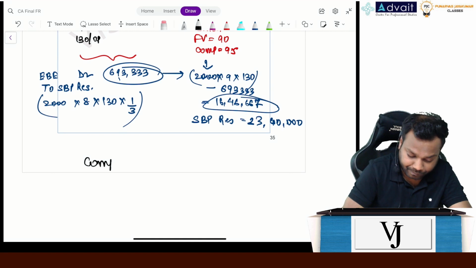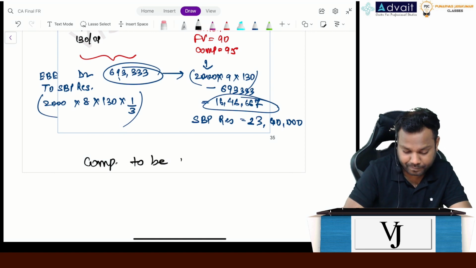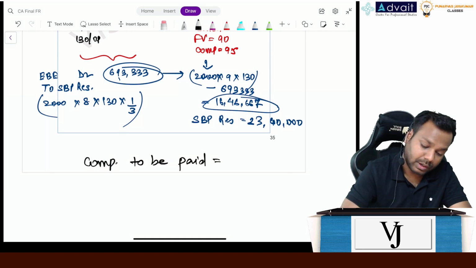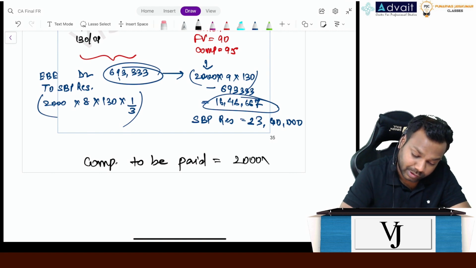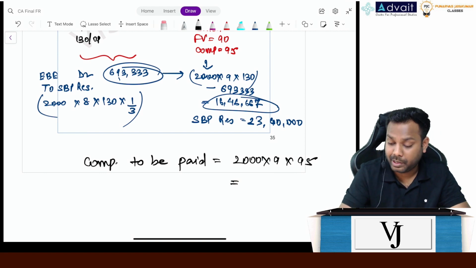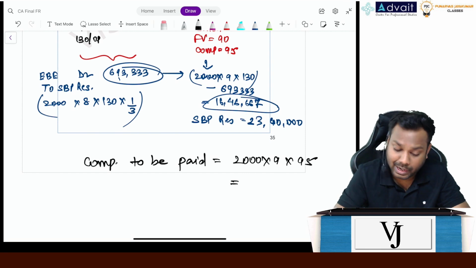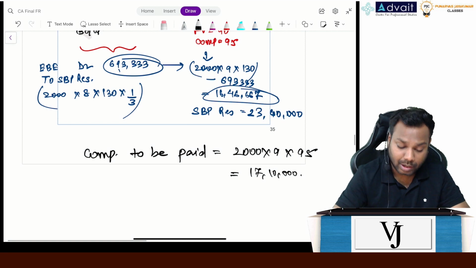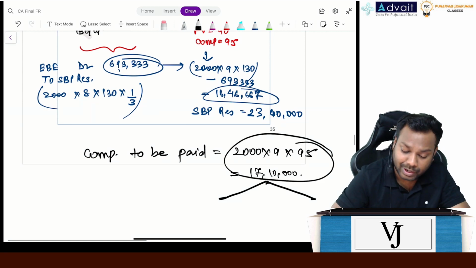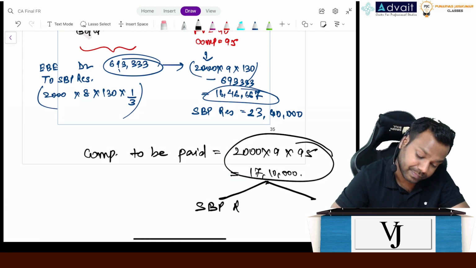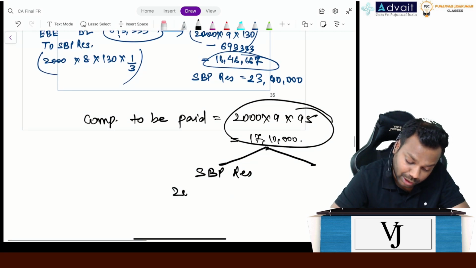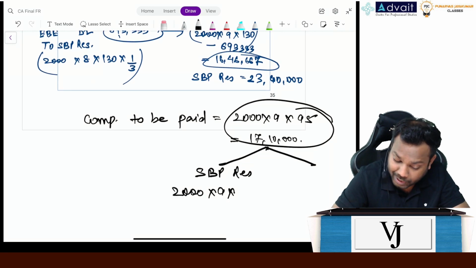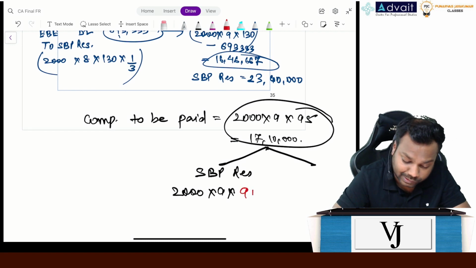Compensation to be paid is 2000 options, 9 directors, 95 you will have to pay. So what is the amount that you will pay? Tell me. 2000 into 9 into 95 is 17 lakh 10,000. Okay. Now from this, what is the amount that you will adjust with SBP reserve? You will adjust 2000 multiplied by 9 multiplied by 90. Wonderful answer.